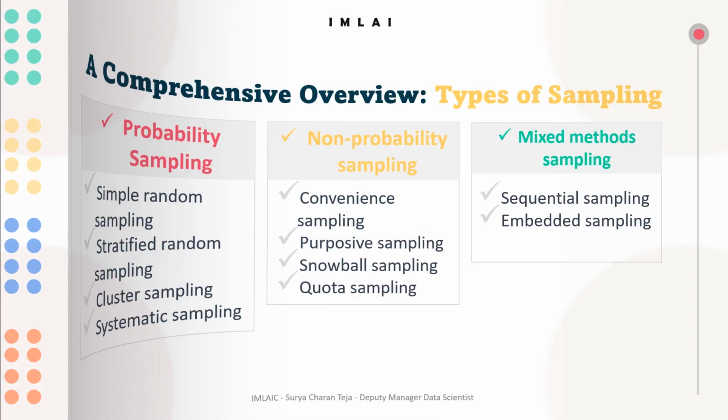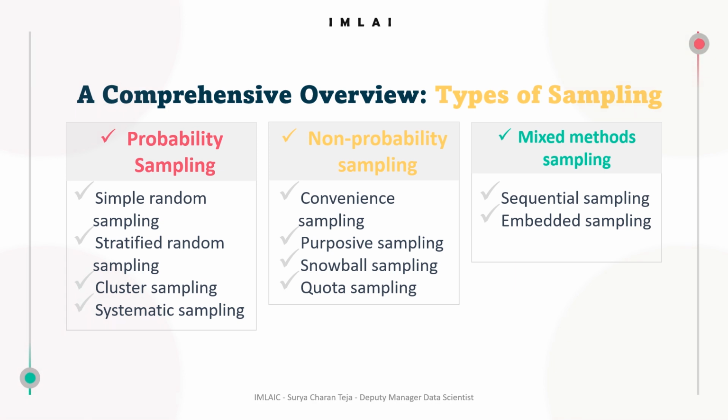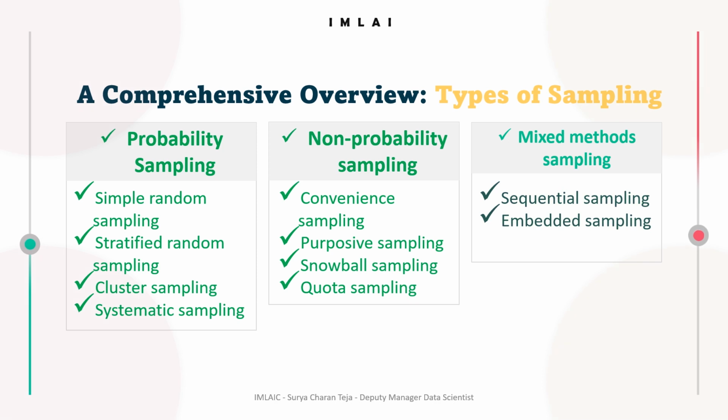So with this, it's a wrap for our types of sampling. We have seen probability sampling techniques: simple random sampling, stratified random sampling, cluster sampling, systematic sampling. Then we looked into non-probability sampling, that's convenience sampling, purposive sampling, snowball sampling, quota sampling also. Then finally we moved on to mixed method sampling. So here we have seen sequential sampling, embedded sampling. So with this, it's a wrap up for the types of sampling section in the Intuitive Sampling and Distribution course.